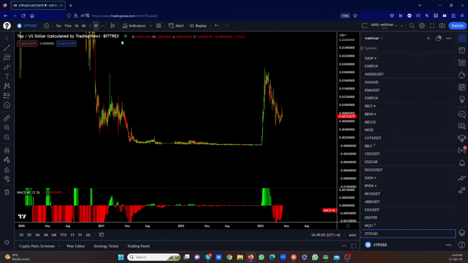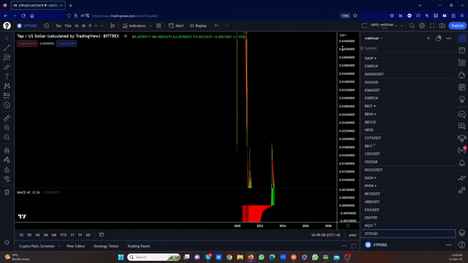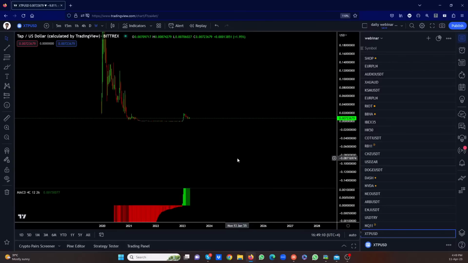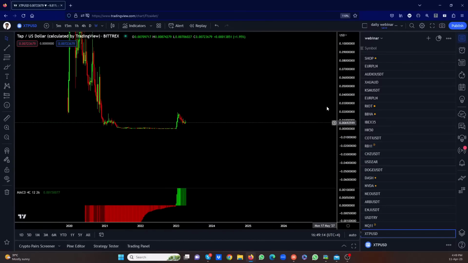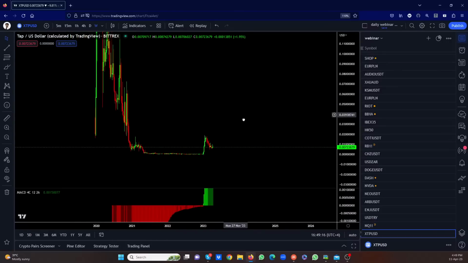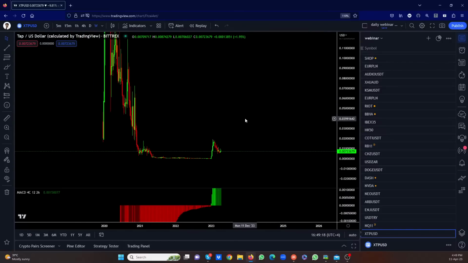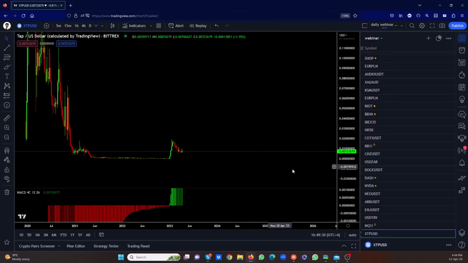Is this the chart? Is this the correct chart you're looking at? The XTP chart? Am I on the correct chart for you? Who asked for the XTP? Give me a yes if it's the correct chart. I tend to forget we have a delay, right? So sorry about that.